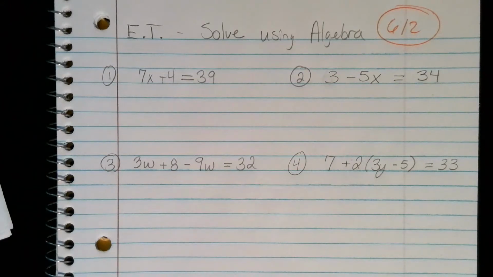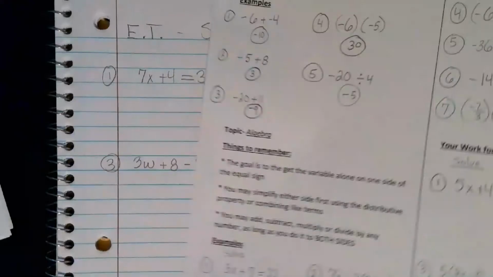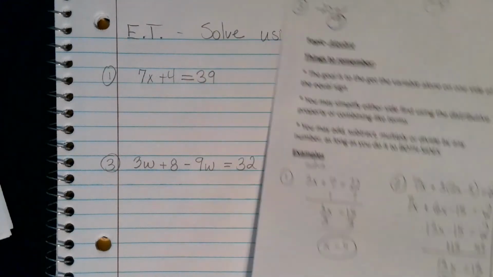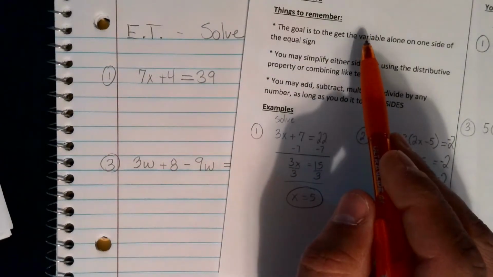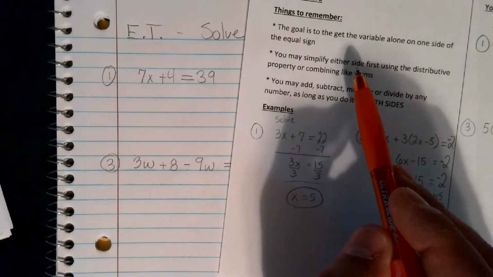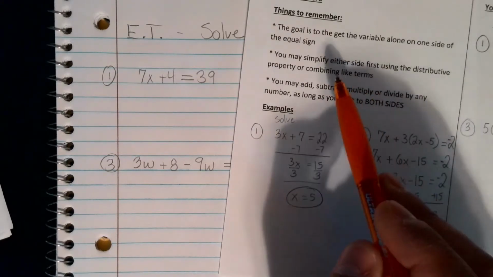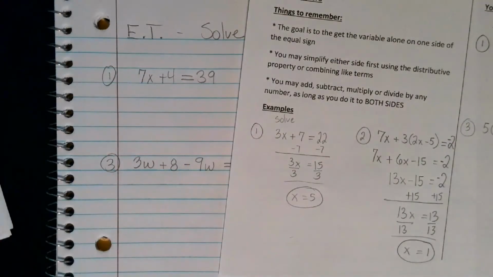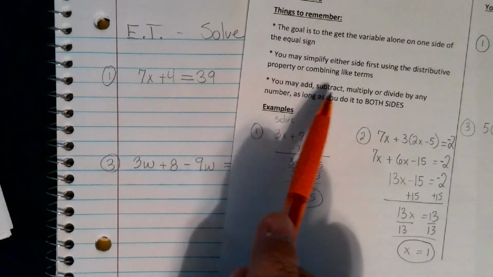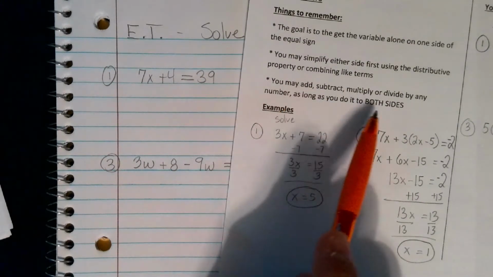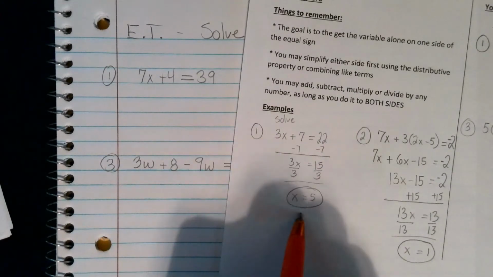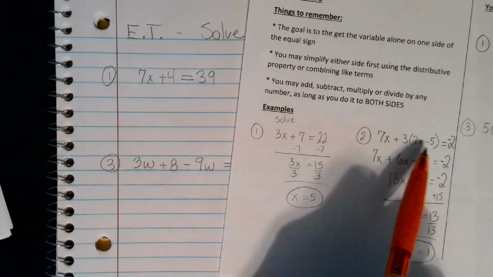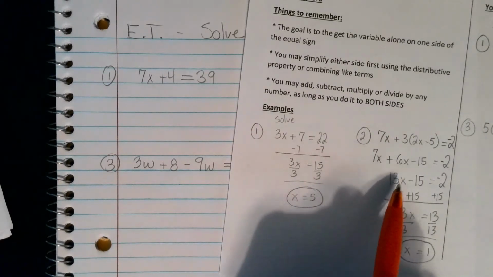So there are notes on page 1 here and some examples that you can look at while you're trying these. I'll go over those in a second. Remember, we're trying to get x alone, the variable alone, and that you're allowed to simplify either side first, and the two ways we did that were the distributive property or combining like terms. The algebra steps you can do is you can add, subtract, multiply, or divide by any number as long as you do it to both sides of the equation. And again, you can see some examples of that happening here. One with just algebra and one that has the distributive property and then combining like terms, then your algebra steps.